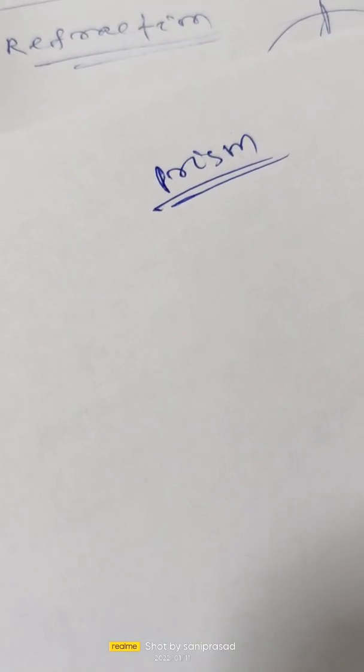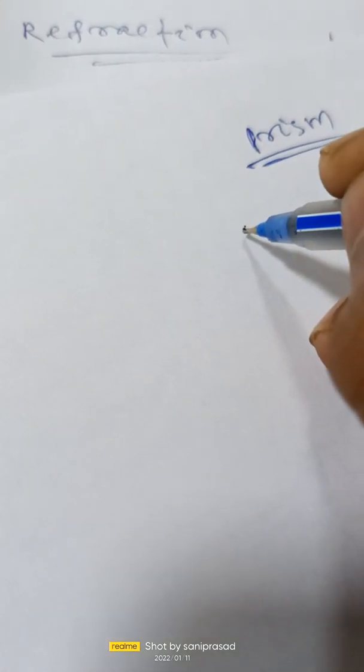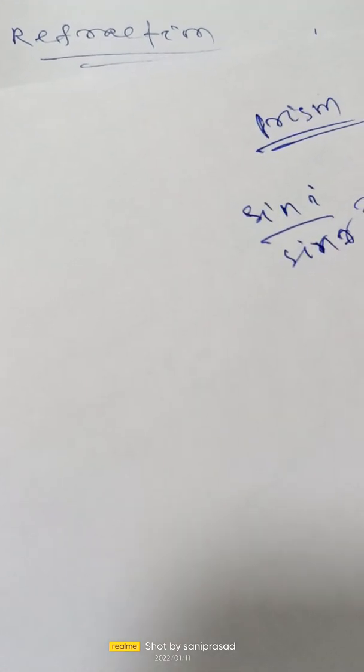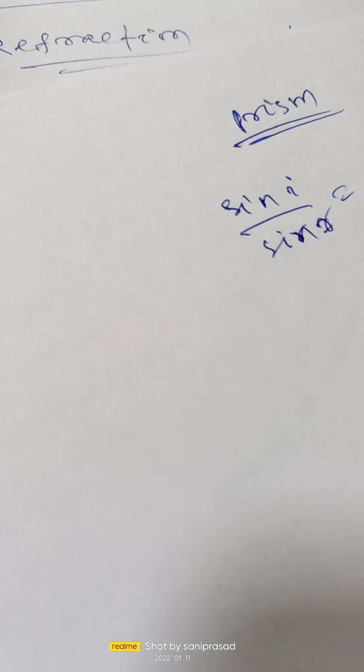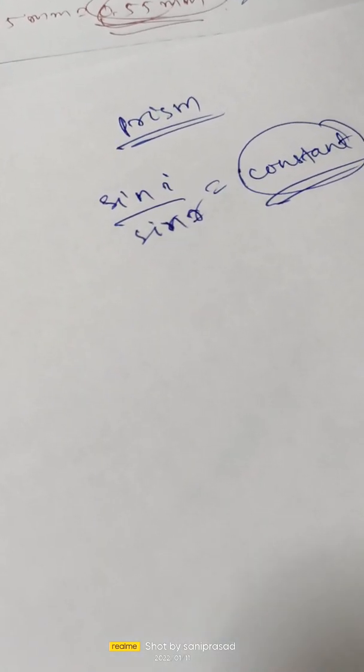Hello everyone. Today's experiment is to find out the refractive index of a prism. So how do we find the refractive index? As you know, by using Snell's law, sin i by sin r is equal to a constant. This is the formula to find out the refractive index. Then how will it be in a prism?